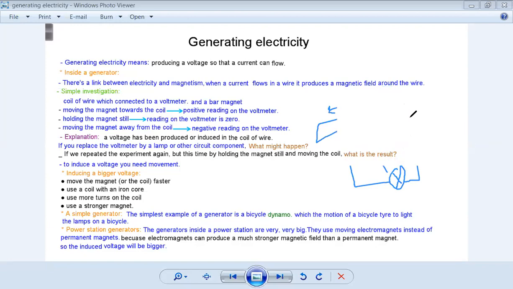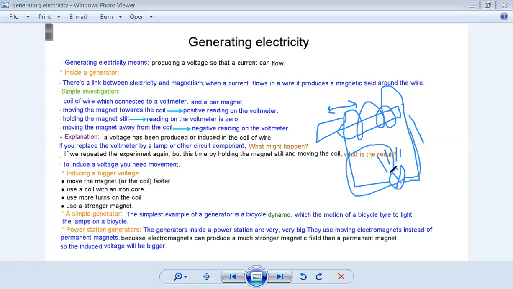No. So we don't have anything if we didn't move the magnet. If we moved it, we will create voltage. We will produce a voltage or induce a voltage in the coil, so it will just go through the circuit. So the current will flow through the circuit.